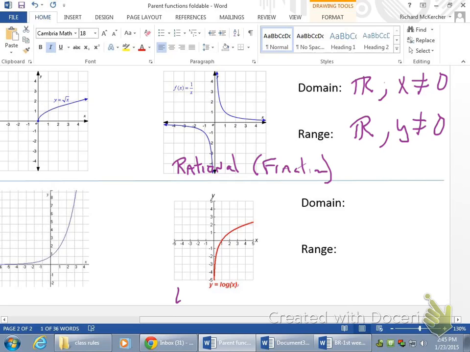For the range, it does go forever down, and it does go forever up. But it never will equal 0 because you have a 1 in the numerator. So again, you have to put the restriction that it's not equal to 0.